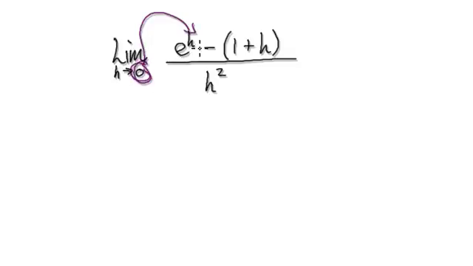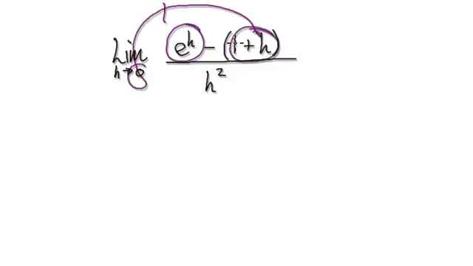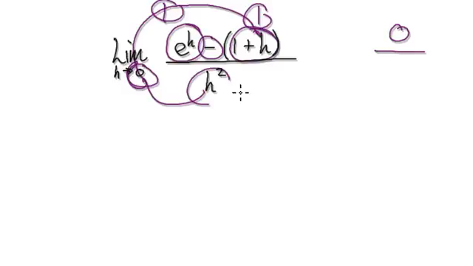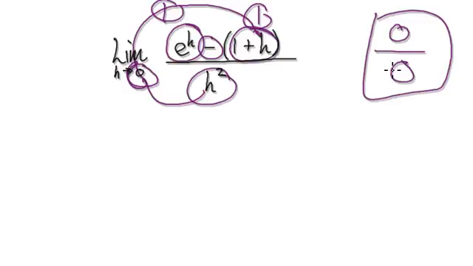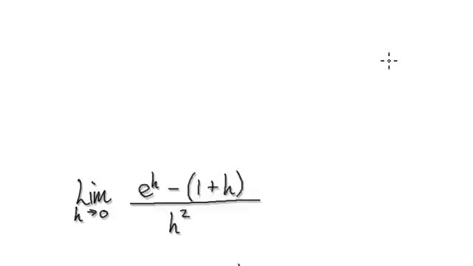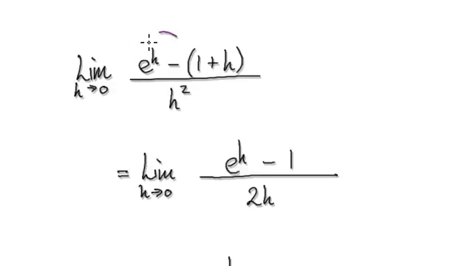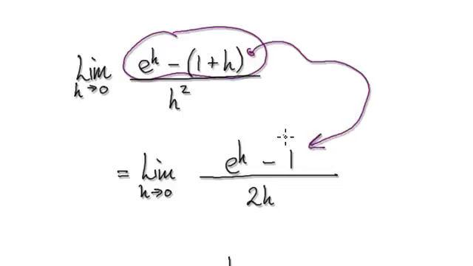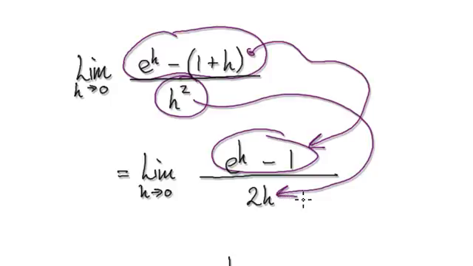So as h tends to 0, this thing here is going to head towards 1, and then as h tends to 0, this thing here is going to be 1. So 1 take away 1 would be 0, and then as h tends to 0, this will be... so here you've got 0 over 0. It will be an indeterminate form, so you can apply L'Hopital's rule. So applying L'Hopital's rule, differentiate this, that will then give you this. Differentiate this, that will then give you this.